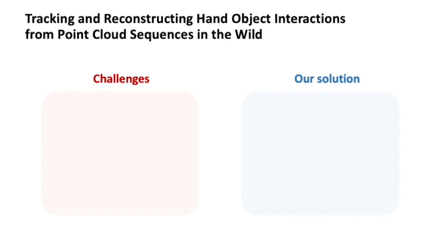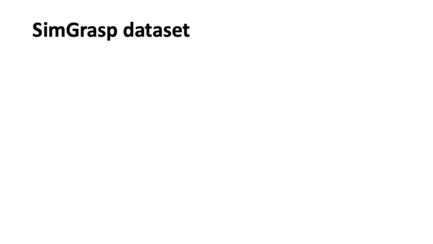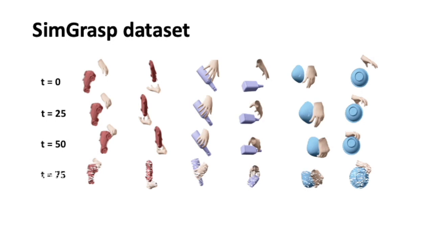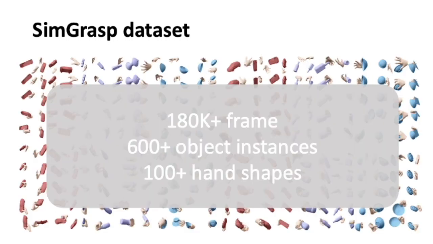For learning to track and reconstruct human-object interactions in the wild, the main challenge is the lack of large-scale diverse data with full annotations. To mitigate this problem, we generate a realistic and diverse simulated dataset, which we call SimGrasp dataset. As shown here, SimGrasp contains hand-object interaction sequences covering diverse hand and object instances, as well as dynamic grasping motions. In total, SimGrasp is composed of more than 180,000 frames, 600 object instances, and 100 hand shapes.